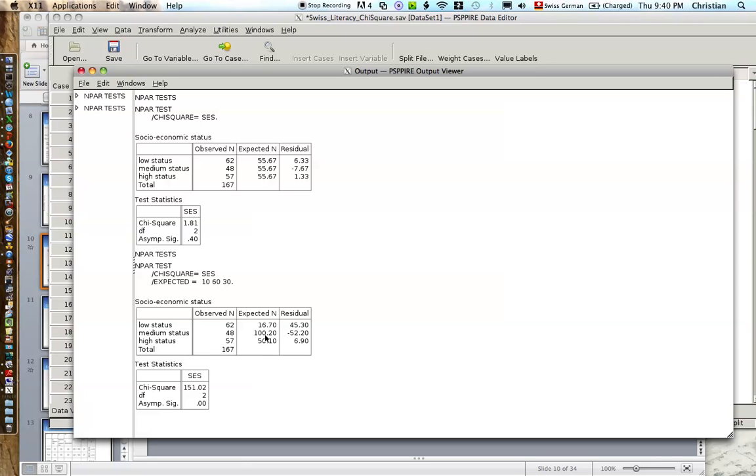So if we want to generalize to the population, we would have to say that in regards to socioeconomic status, our sample is not representative of the distribution that we expect in the population.